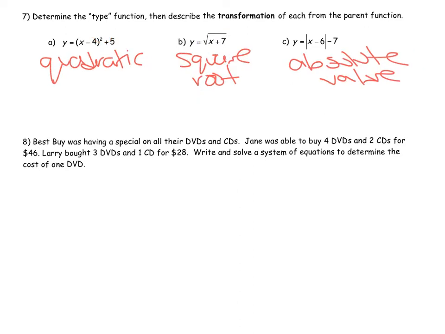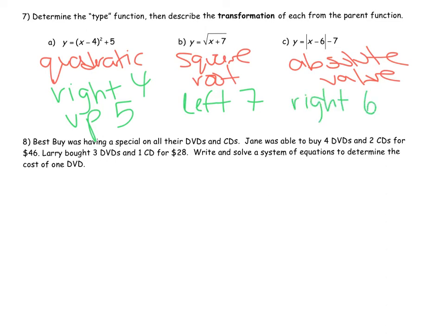So for part A, we know that this is quadratic. If I were to compare that to the parent function, this was shifted to the right by 4 and up by 5. Again, we always take what's opposite of the sign inside the parentheses. Okay, so if I look at letter B, this thing is being shifted left by 7. And lastly, if I look at letter C, that's being shifted to the right by 6 and down by 7.